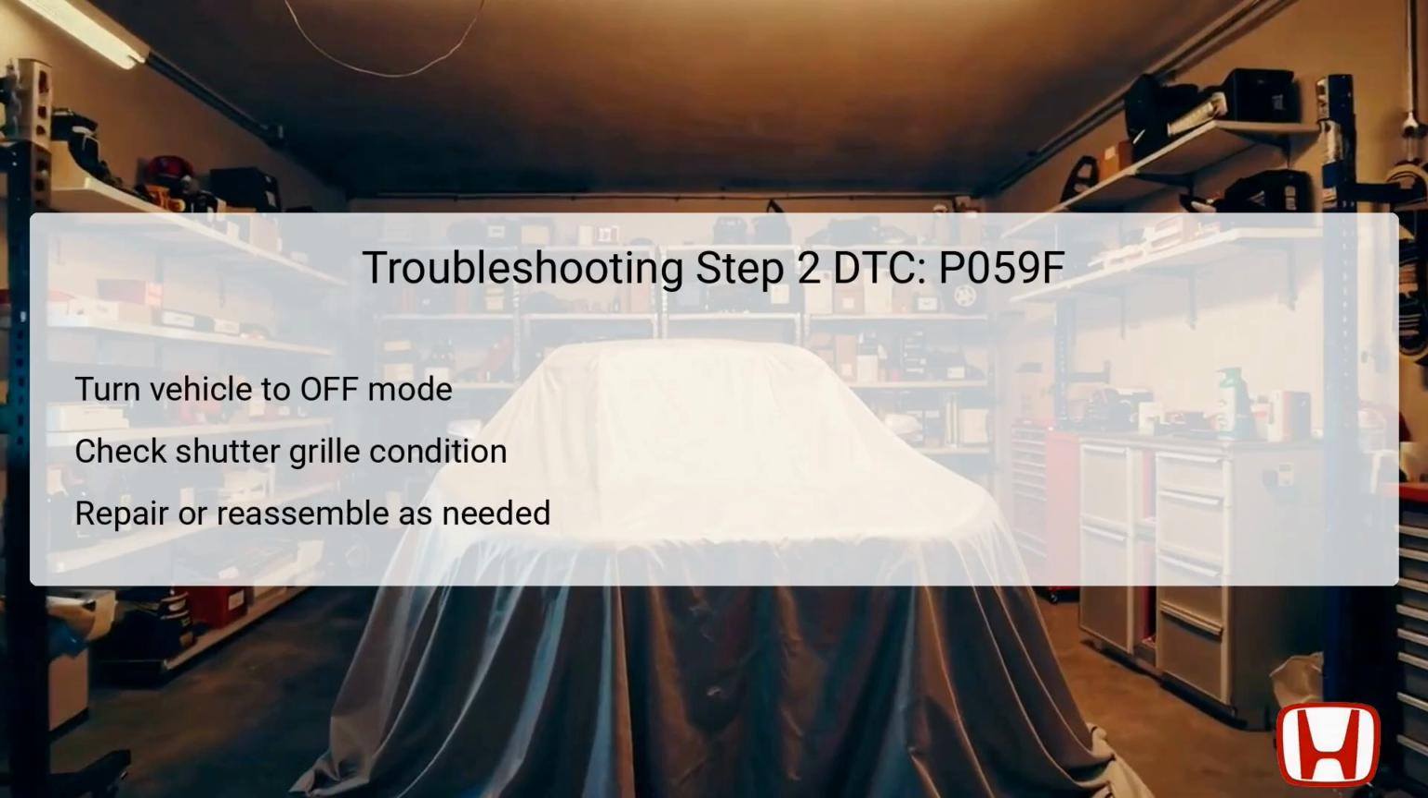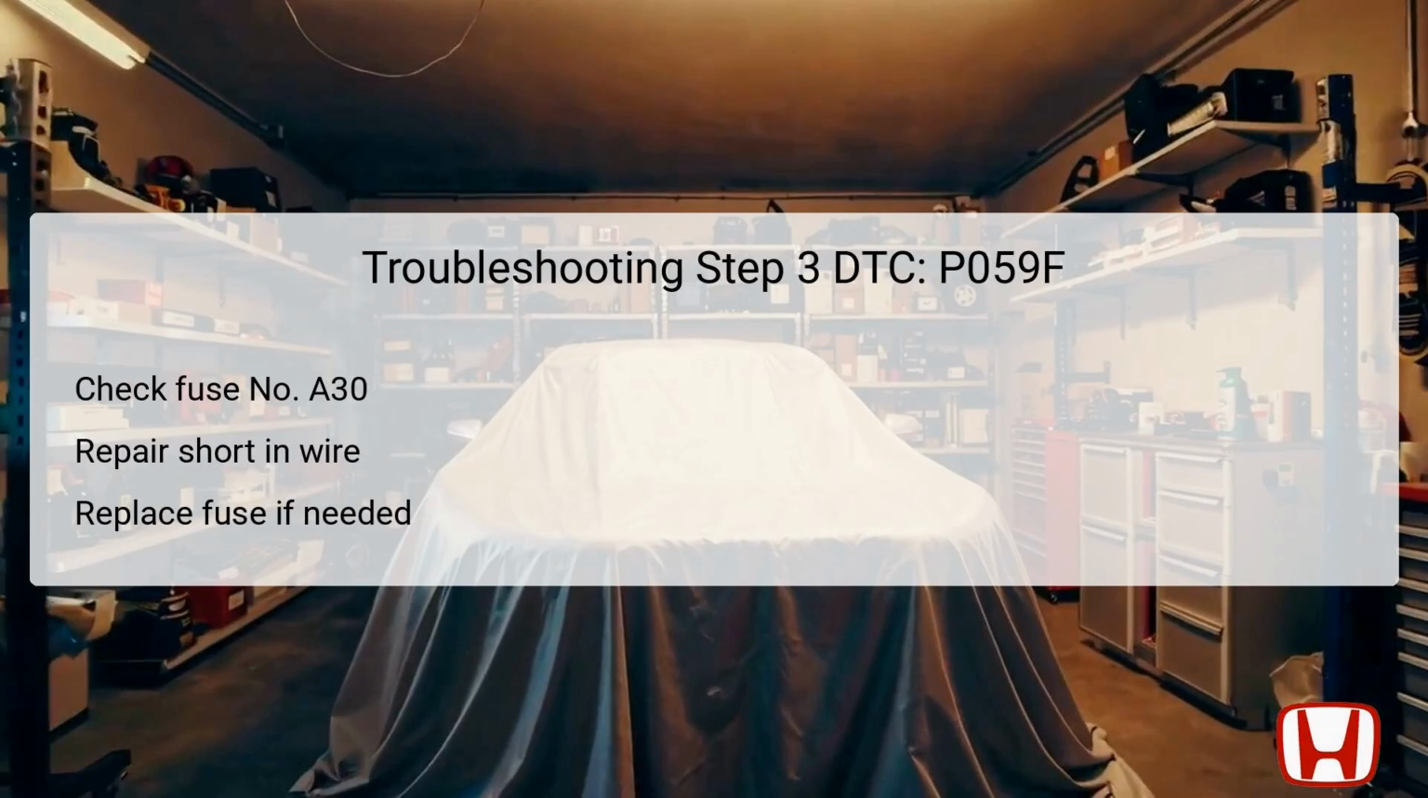If the shutter grille is found to be damaged, appropriate action should be taken to repair or reassemble the part as necessary. Completing this inspection is essential before moving to the next troubleshooting steps, as a compromised grille could directly lead to the DTC being triggered.